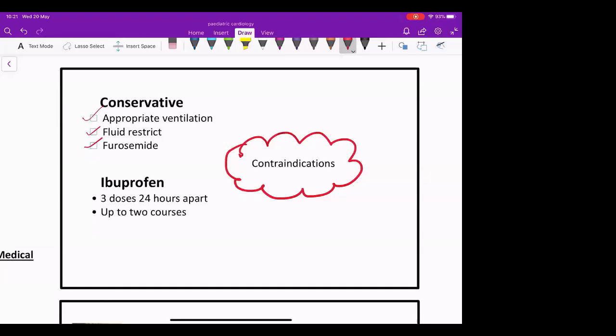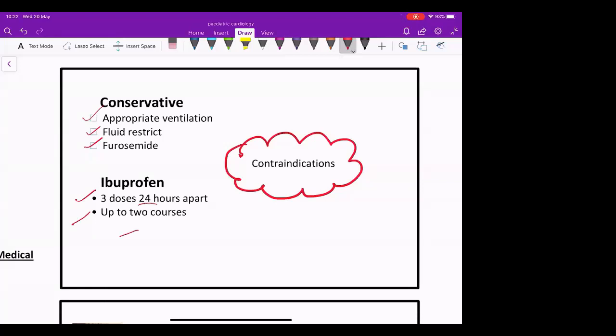If you decide to close it, you can start with ibuprofen. Some places used to give paracetamol, and I haven't found anywhere that's doing that recently. We certainly don't. And there's clear clinical guidelines for giving ibuprofen. At St Thomas's, we give 3 doses, 24 hours apart. I think it's 10 per kilo, 5 per kilo, 5 per kilo. And if that doesn't work, you can give another course straight after it. See if that helps.